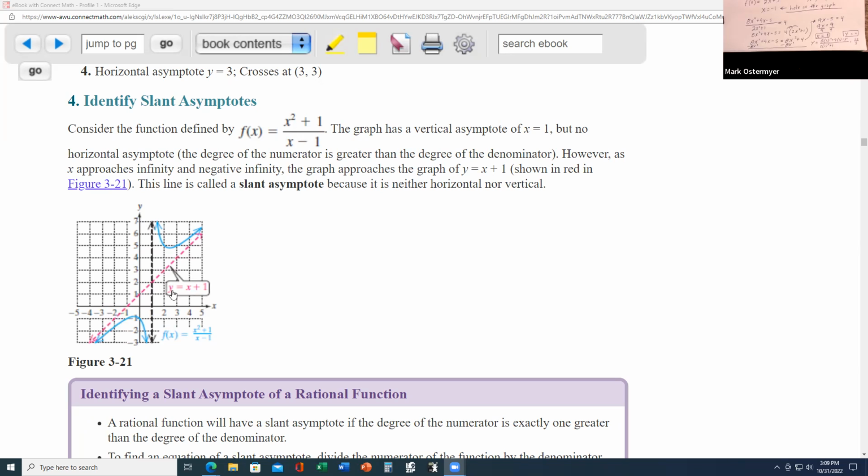How do we find the equation of a slant asymptote? Well, it's pretty simple. You have to just literally divide the denominator into the numerator by performing either long polynomial division or using synthetic division, okay? And so therefore, to find the slant asymptote's equation y equals x plus 1, we would have to divide x minus 1 into x squared plus 1.